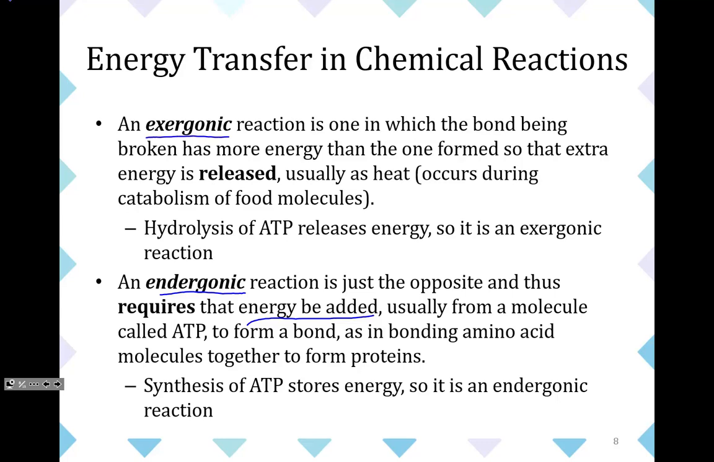Now, an exergonic reaction is one where we're giving off energy. Exo means out of. So in an exergonic reaction, energy is released. The hydrolysis of ATP releases energy, so it's an exergonic reaction.